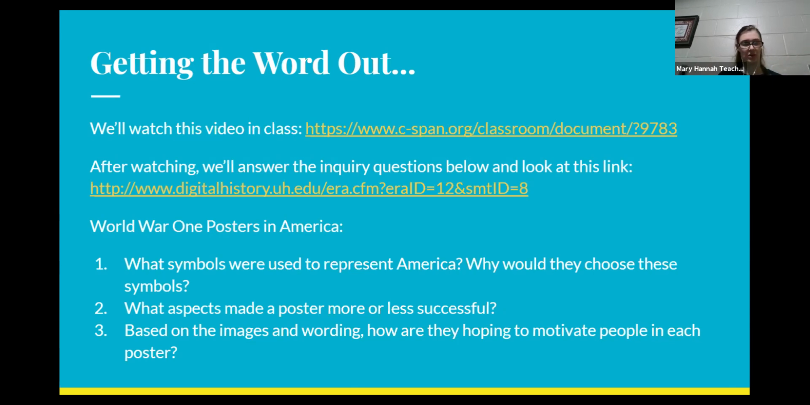So those specific questions being what symbols were used to represent America, why would they choose these symbols, what aspects made a poster more or less successful, and then based on the images and wording, how are they hoping to motivate people in each poster? So obviously I can't quite do that because they don't actually have a classroom to do that with, right? But that's the idea there.